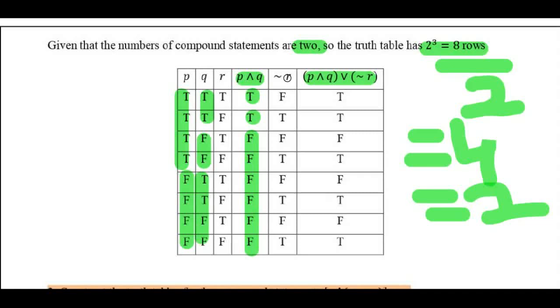Next I am going to find the negation of R. You take the negation: if the R statement is true, negation R is false. True means false, false means true. So here you see true, so you get a false; where false, you get a true. Like that you get the remaining values.